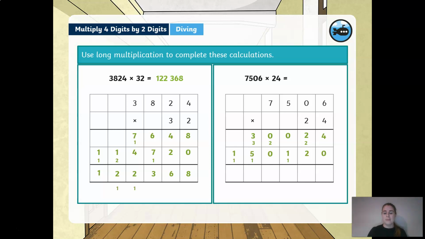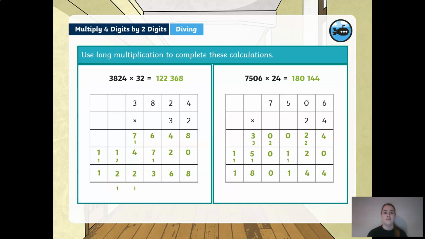Our final step that we need to do now is we need to add them all together. So 4 add 0 is 4, 2 add 2 is 4, 0 add 1 is 1, we don't have any zeros to add together, 5 add 3 gives us 8, and our additional number gives us 1. So the answer for that one is 180,144. Well done if you got those correct.